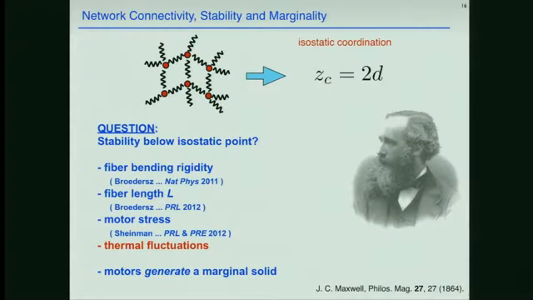So these examples so far are examples of how one can have stability below the isostatic point. That's what I sort of started with as a question. I want to look at one more, and if there's time, end with just some movies about marginal systems.